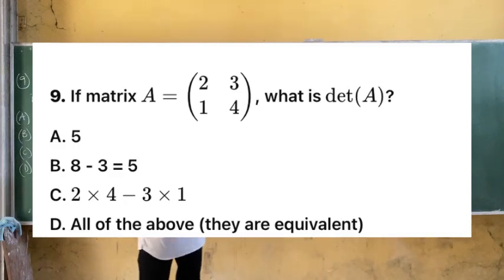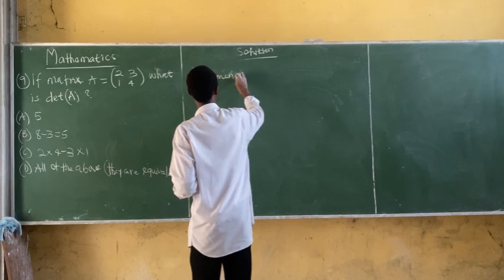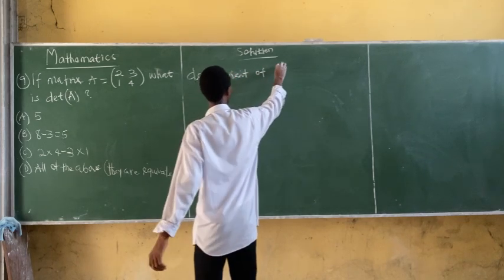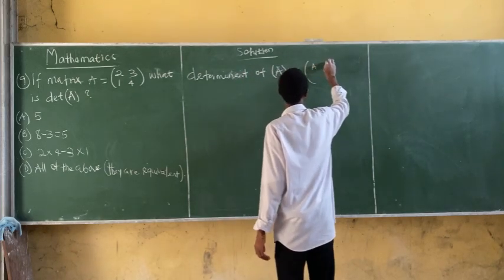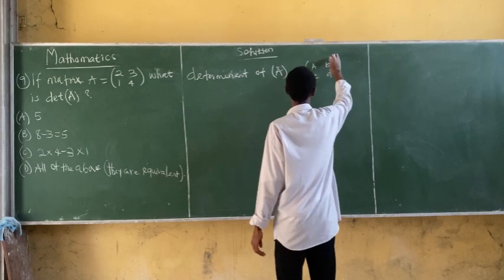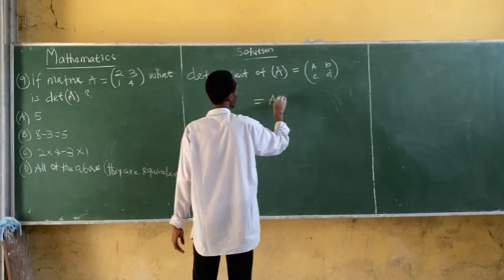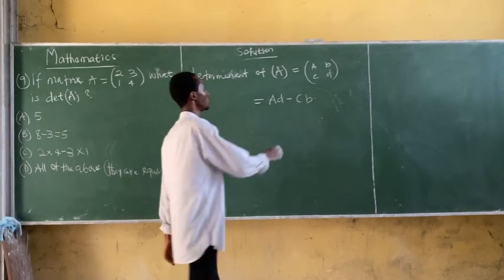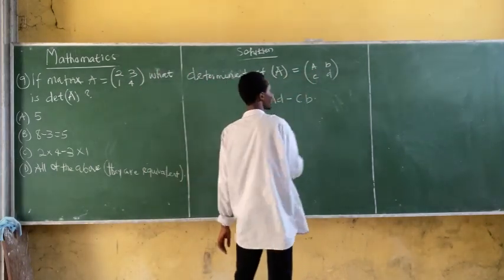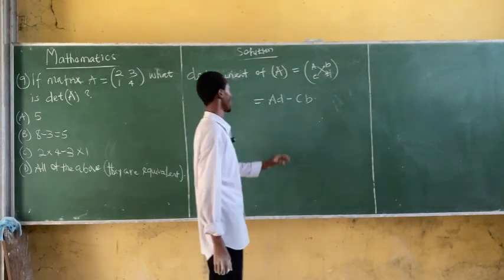We have that the determinant of a matrix, let's say the matrix is A, B, C, and D. We have that the determinant of this matrix is equal to AD minus CB, which means this times this minus this times this. Kind of cross multiply. This times this minus this times this. That's what the determinant is.